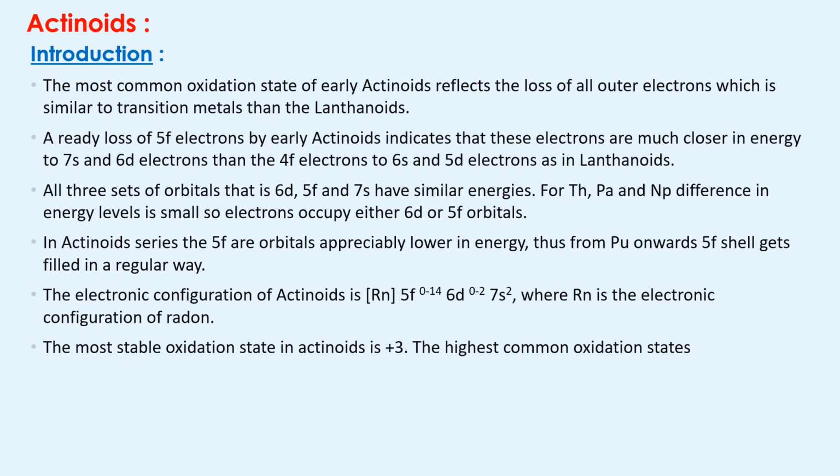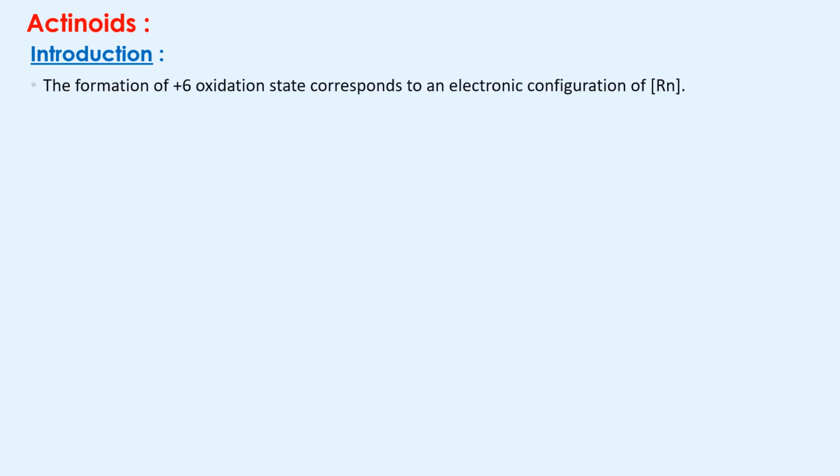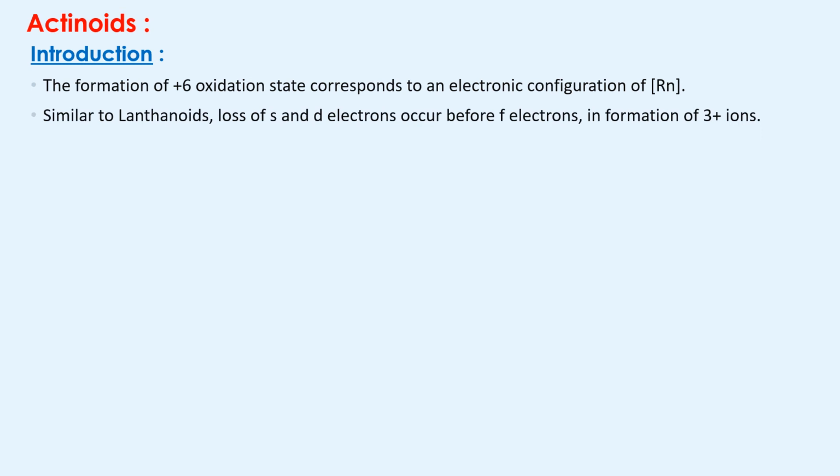The most common oxidation state in actinoids is +3, and the highest is also common. The oxidation states of early actinoids reflect the loss of all outer electrons, which is similar to the transition metals rather than lanthanoids. For example, uranium has the electronic configuration Rn 7s2 5f3 6d1. Next, the formation of the +6 oxidation state corresponds to the electronic configuration of radon. Similar to lanthanoids, loss of s and d electrons occurs before f electrons. So this is the formation of +3.